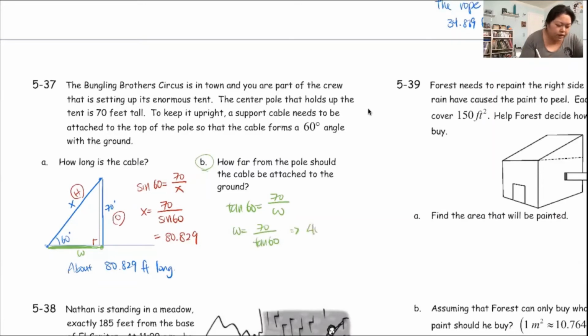So that's about 40.415 feet. So that's how far away from the pole that the cable should be attached. So about 40.415 feet away. Okay, all right.